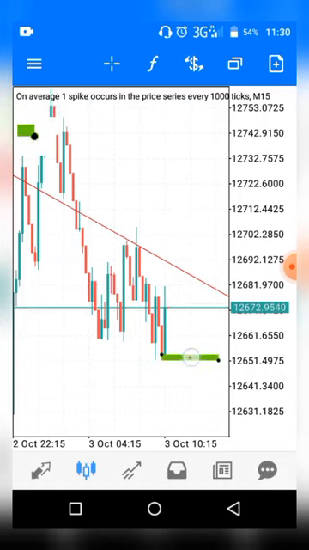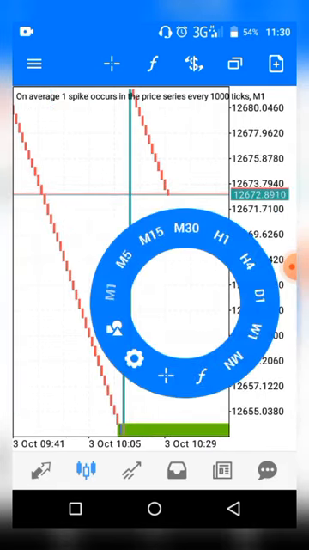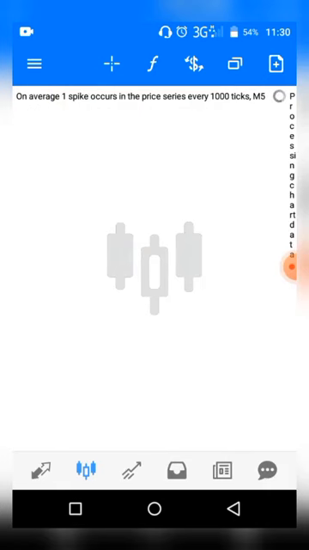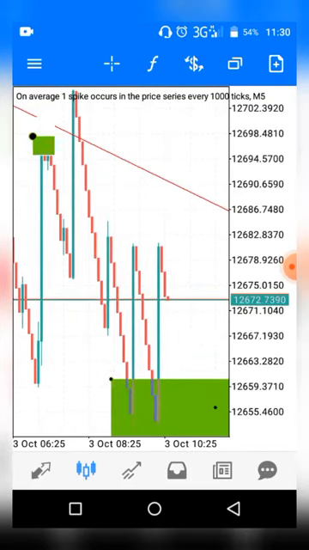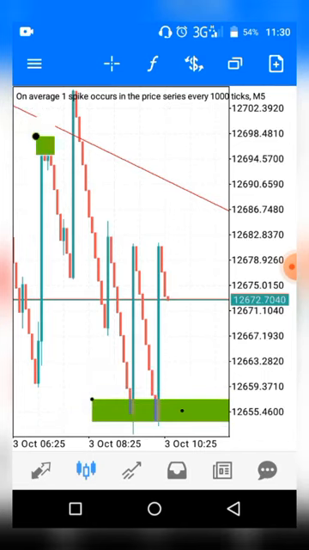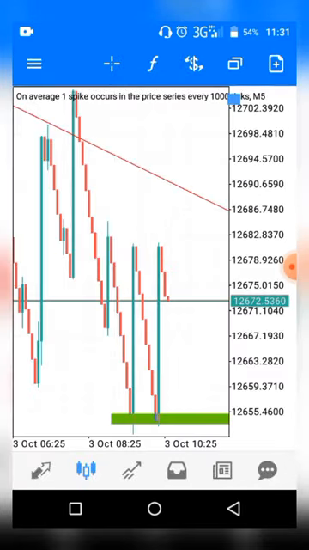So this is a potential support zone. This is, oh God, 5 minutes. This is a support zone. This is a support zone. Sorry, I just want to mark it so that you guys will see. This is a support zone, a good one. And this is another support zone.